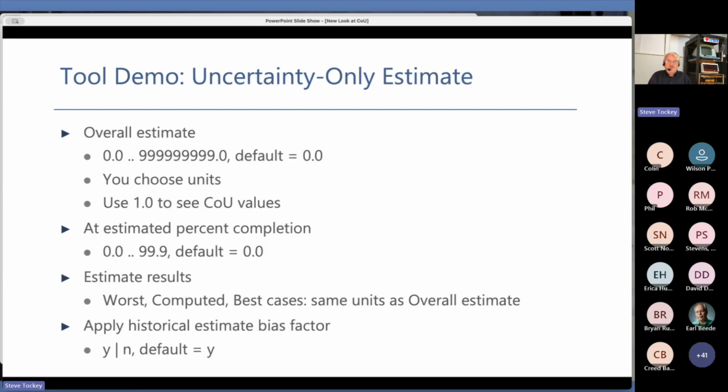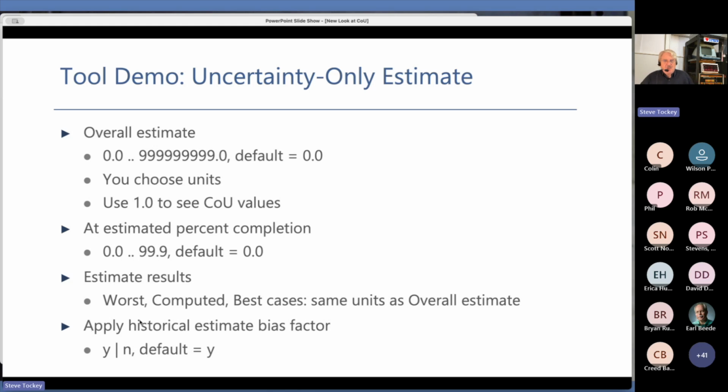In terms of now actually doing an estimate to a commitment, you tell it what your overall estimate is. It's going to default to 0. You choose the units: weeks, months, years, whatever. If you use 1.0, this is how you can see what the actual cone of uncertainty values are. Then this at estimated percent completion input is saying where in the X dimension we are. Where do we think we are in the project? Then the estimate results, and I'll show you that in a moment.